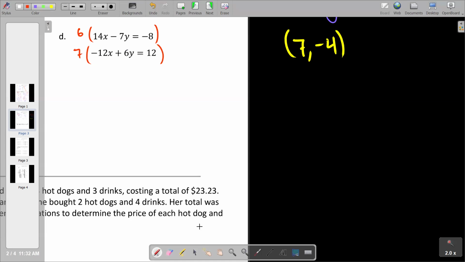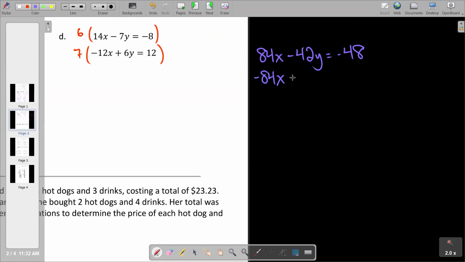Okay. So my top equation is going to be 84x minus 42y equals negative 48. My bottom equation is negative 84x plus 42y equals 84.